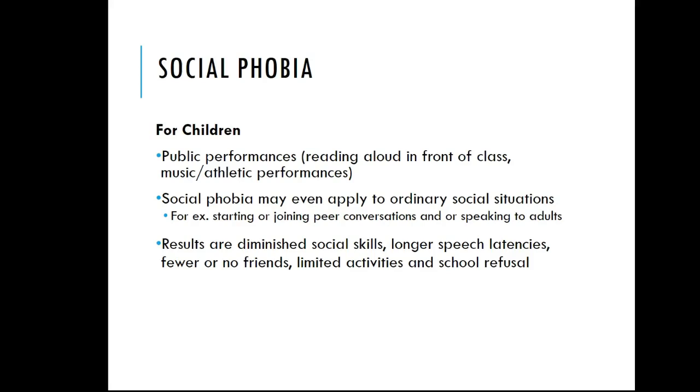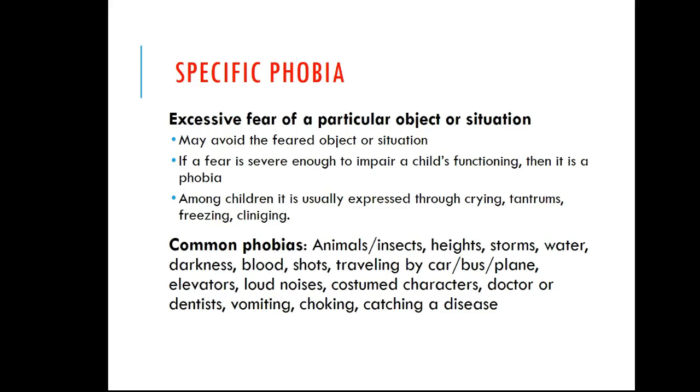Furthermore, social phobia can actually diminish social skills if it's not treated on time. It can even lengthen speech latencies, impact the social circle that a child or adolescent has, and limit their activities. The child may completely refuse overall social experiences such as going to school, which includes engaging with different people and different situations. Avoiding that completely could also be one of the outcomes of social phobia. So again, recognizing it early, speaking to a healthcare professional, and seeking help is the key for the best prognosis.